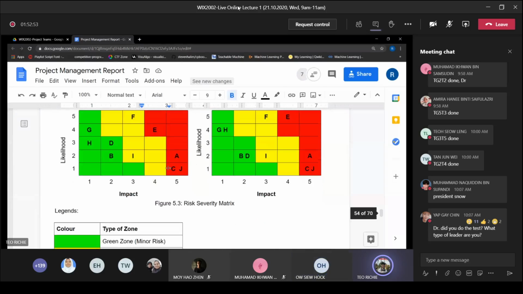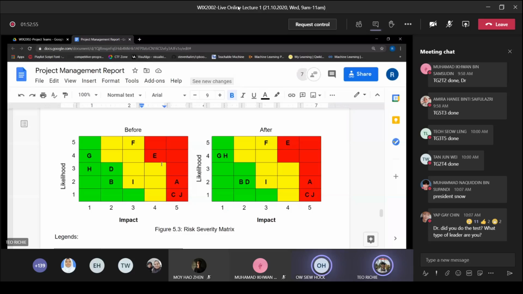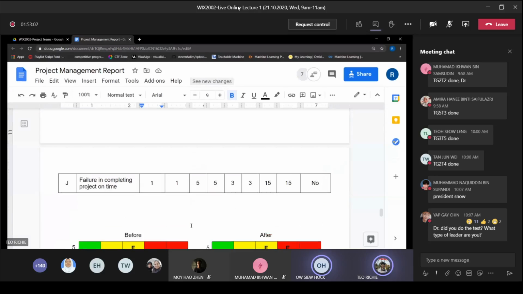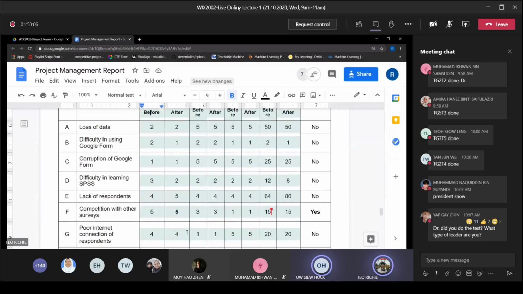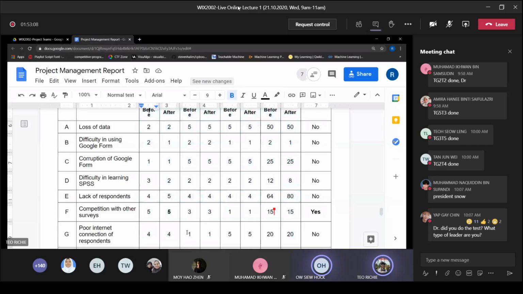The next part will be the same comment, right? This one should be white font. Yes. Like just now I saw there's one materialize. What is that? Yes. Go back to just now that one. One risk event materialized, the rest all no. I saw one. Yes. So what's that? Competition with other survey. Yes.